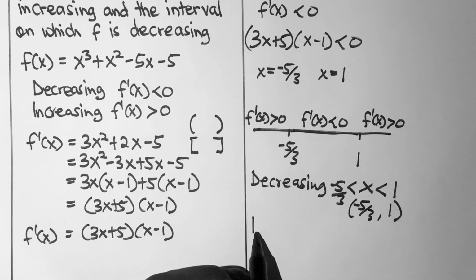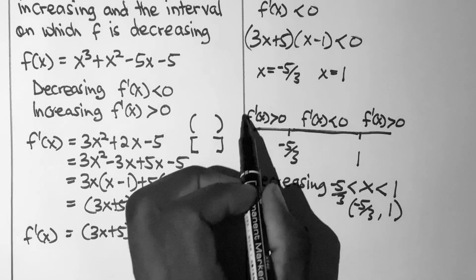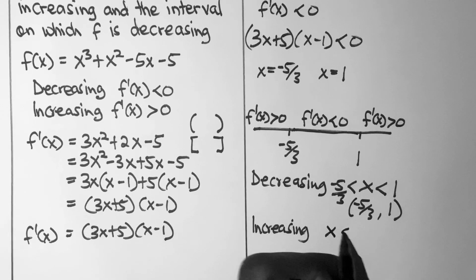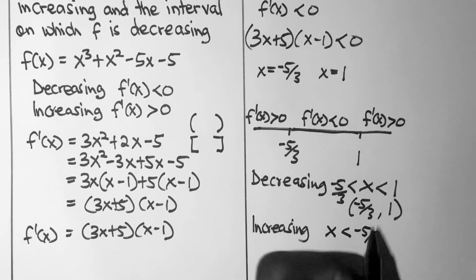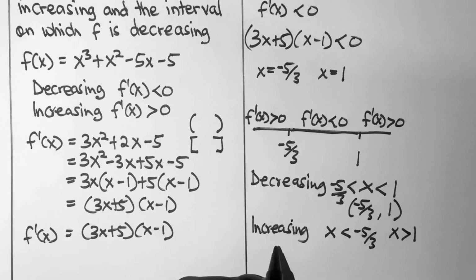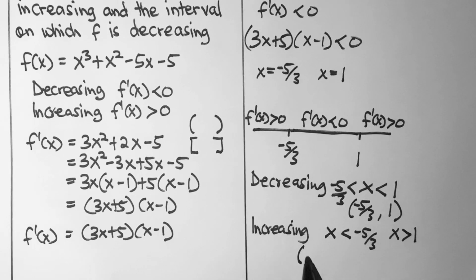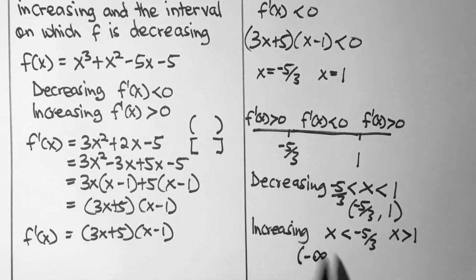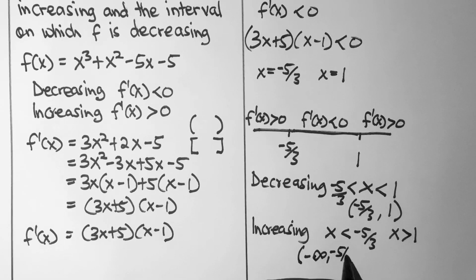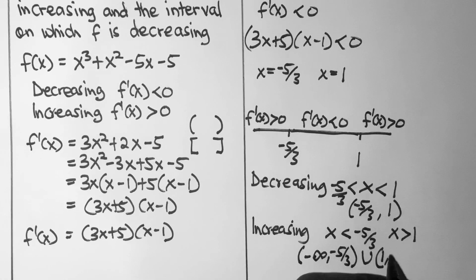So let's find the region in which f of x is increasing. So that is this region, and that is x is less than minus 5 over 3. And then this region, x greater than 1. So another way we can write this is open bracket minus infinity, that is here, comma minus 5 over 3, then in union with this region, which is 1, comma infinity.